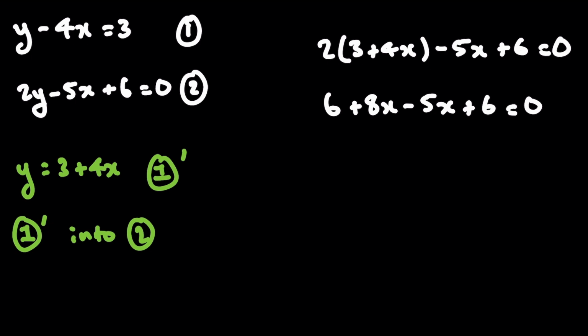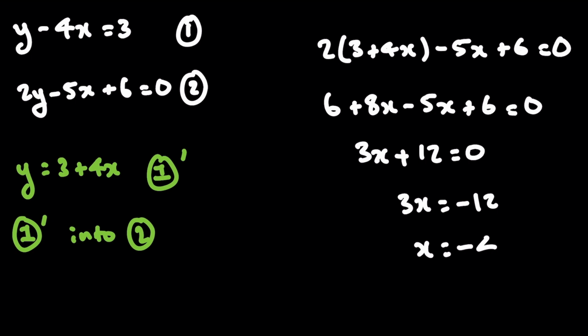And that means that 3x plus 12 equals 0. 3x equals minus 12. That means x equals minus 4.